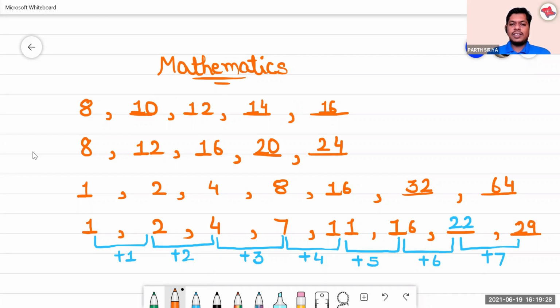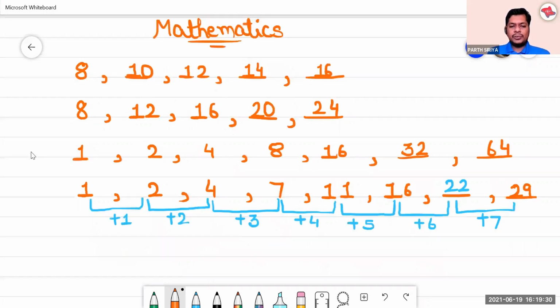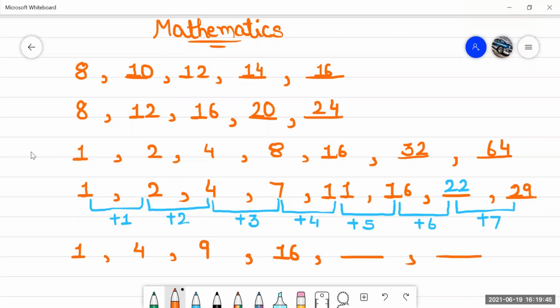Okay. One more pattern. You know the squares of numbers. 1 square is 1, then the square of 2 is 4, then the square of 3 is 9, then the square of 4 is 16. What is the square of 5? 25. And what is the square of 6? 36.